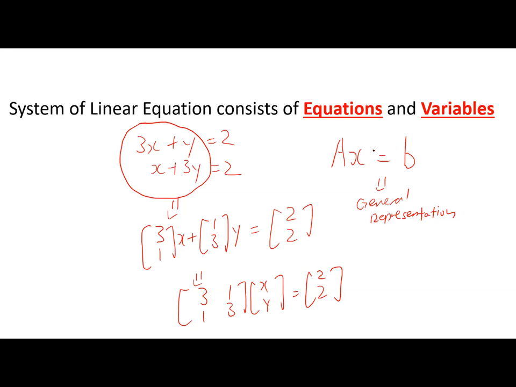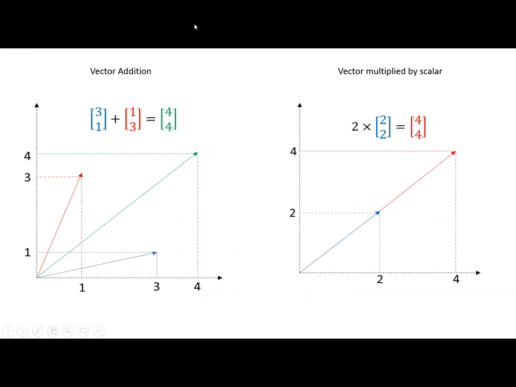But why do we want to write the equations as a vector equation? It is because vectors have much nicer geometric properties, which I'm going to teach you. By understanding this, you could understand the meaning of the system of linear equations. Before I talk about the geometric meaning, let's do a brief review of some basic vector operations.